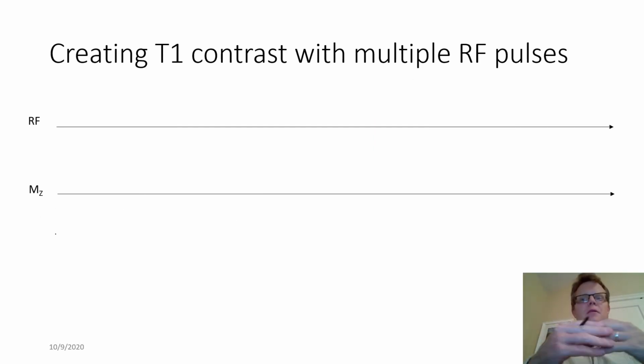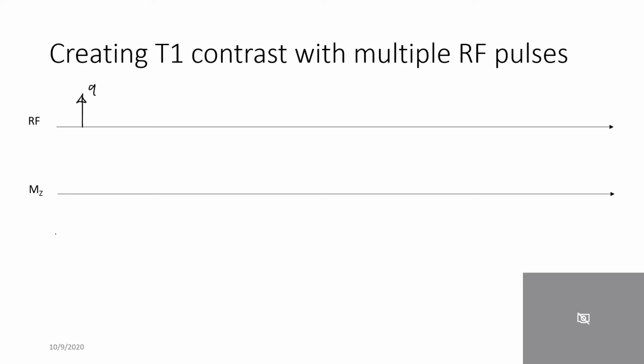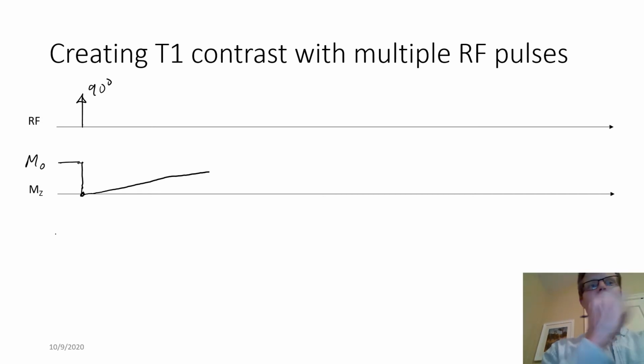So we can extend this picture to create T1 contrast by applying multiple RF pulses. We begin again here with our 90-degree RF pulse, with our magnetization at equilibrium. I have a 90-degree tip here, and then we're going to have some amount of T1 recovery, and we'd also have the corresponding decay of the transverse component.